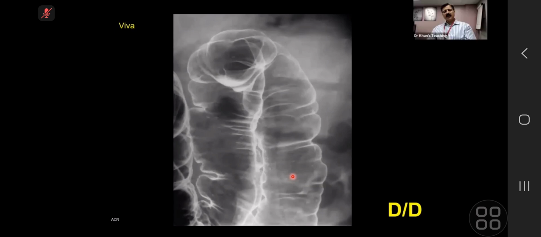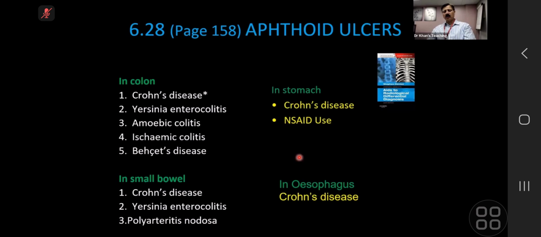You see, the idea is again to show you radiological findings which you can pick up and describe. You have described it extremely well, that there is contrast pooling and surrounding that is a lucency, meaning edema. And this is aphthoid ulcer. You remember it, isn't it? Yeah.